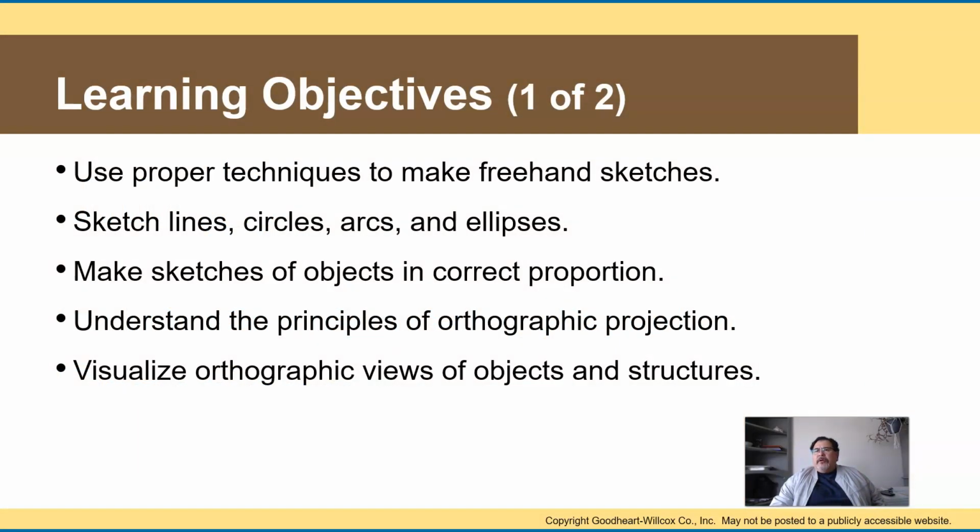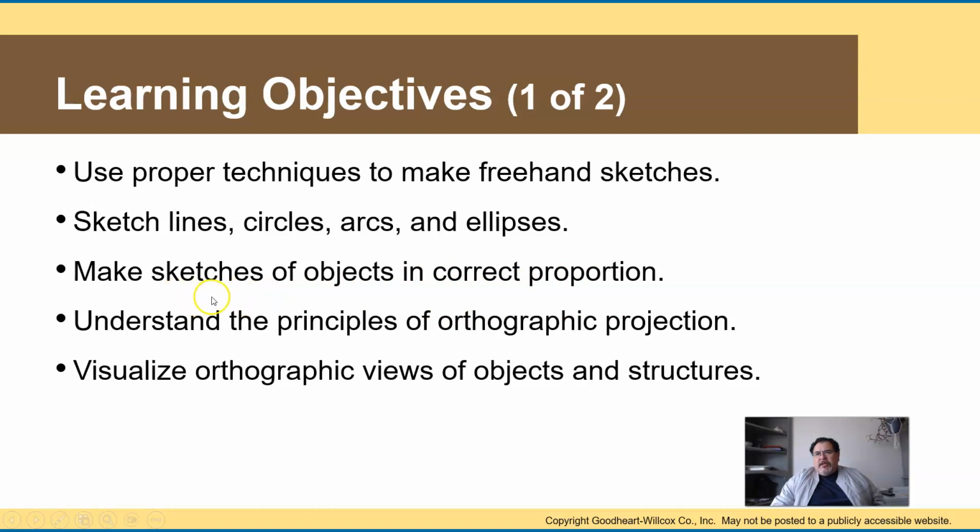So the learning objective of this particular unit is to be able to understand and use proper techniques to make freehand sketches. So this unit is about freehand sketching, sketching lines, circles, arcs, and ellipses, which is some of the techniques that they show you in this unit, and make sketches of objects in correct proportion. So proportion is the key word here, right?